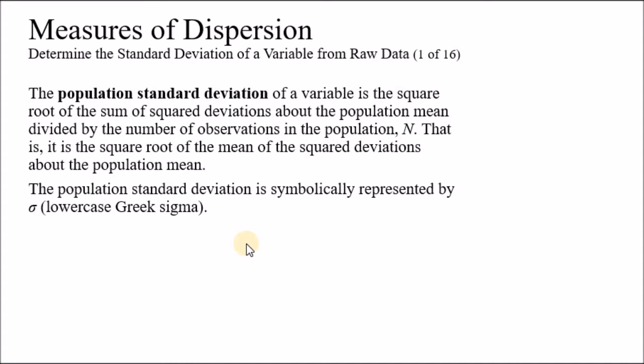So how do we determine the standard deviation of a variable from raw data? We will go over the definition since that is the procedure to find it, and then I will introduce the 2 formulas which we are not going to use anyways, but it is a good idea to practice using those formulas to find the standard deviation. So the population standard deviation of a variable is the square root of the sum of the squared deviations about the population mean divided by the number of observations in the population. That is, it is the square root of the mean of the squared deviations about the population mean. The population standard deviation is symbolically represented by lowercase Greek sigma.